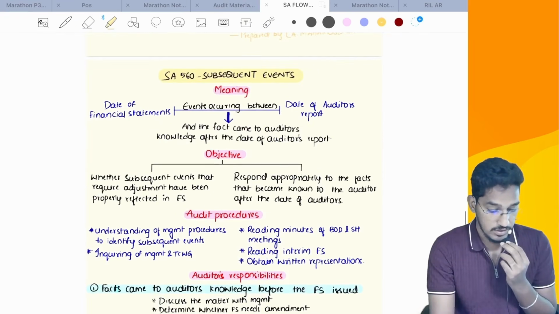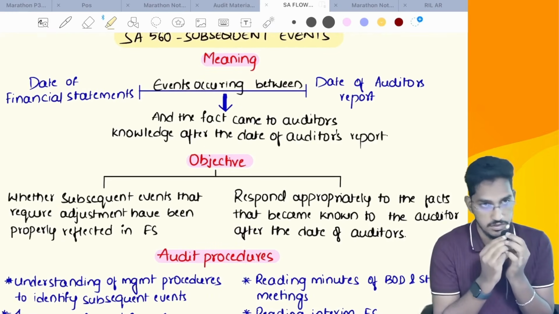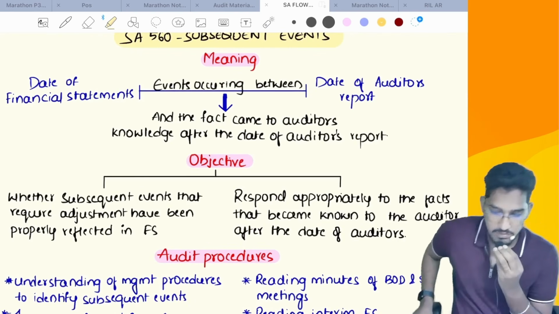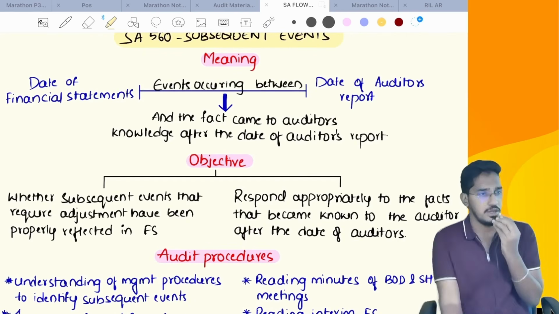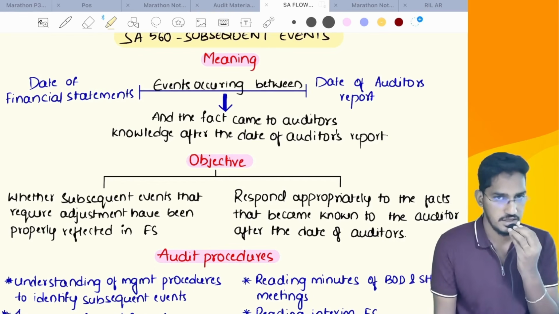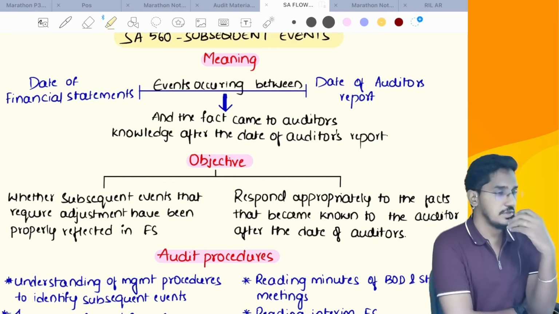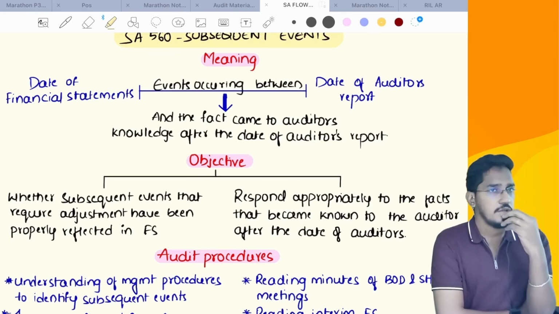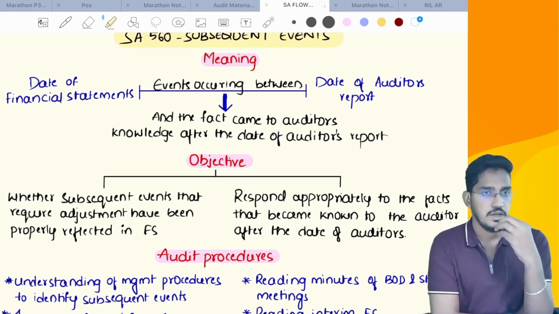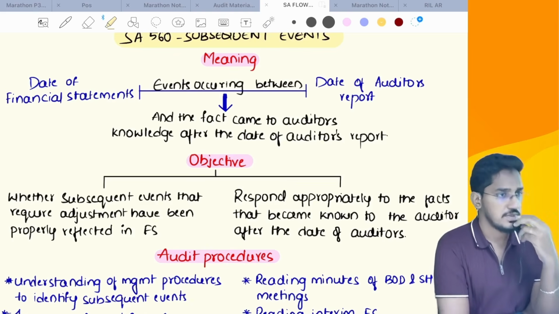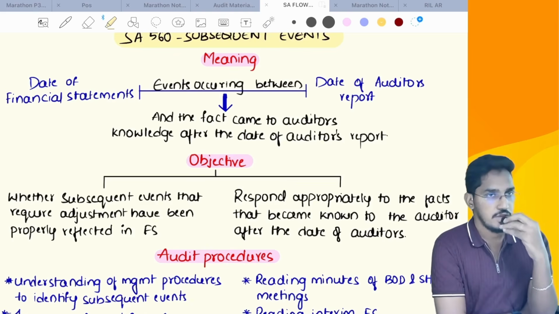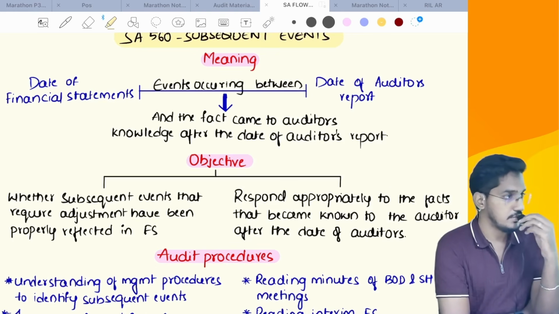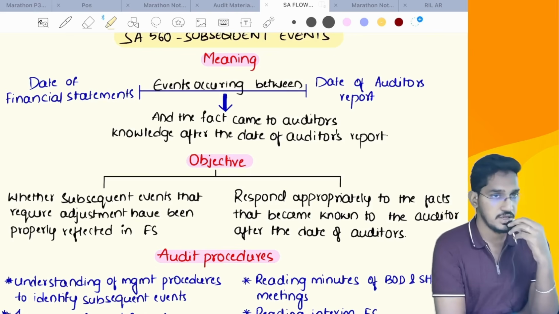which relates to the concept of subsequent events. So what are these subsequent events? These subsequent events we already know. In accounting, you might have already learned about subsequent events. So what basically is the meaning of subsequent events as per accounting standards? We'll come to the standards on audit later, but as per the accounting standard, those events which occur between the date of the financial statements and the date of approval of the financial statements, we call them subsequent events.